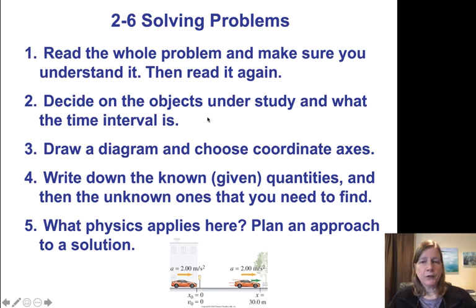Decide on the objects under study and what the time interval is. So object under study, that's usually fairly obvious, but not always. Sometimes you have one object, say, pushing against another, and you have to look at all the forces on one of those objects. Make sure you realize where you're making a force diagram when we get to that. A good choice of time interval can help you significantly with your problem solving. Sometimes it's obvious, but sometimes you will choose a less obvious time interval because you have some insight into the physics at a particular point in time. And we'll see that as we do example problems.